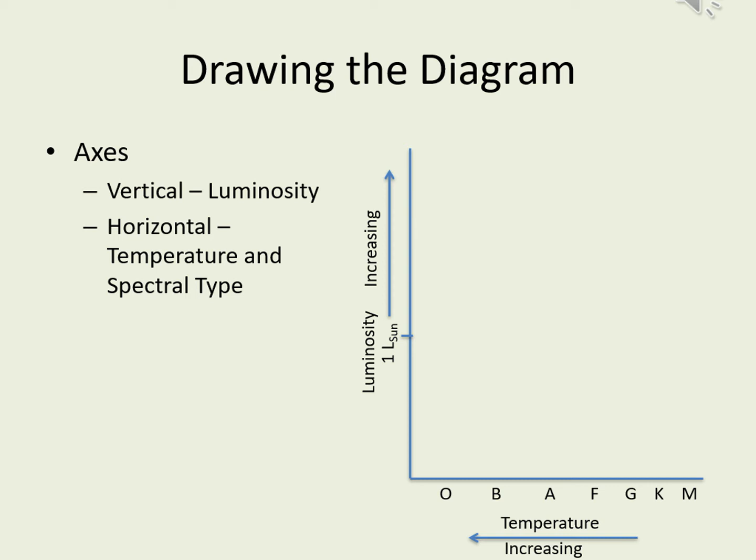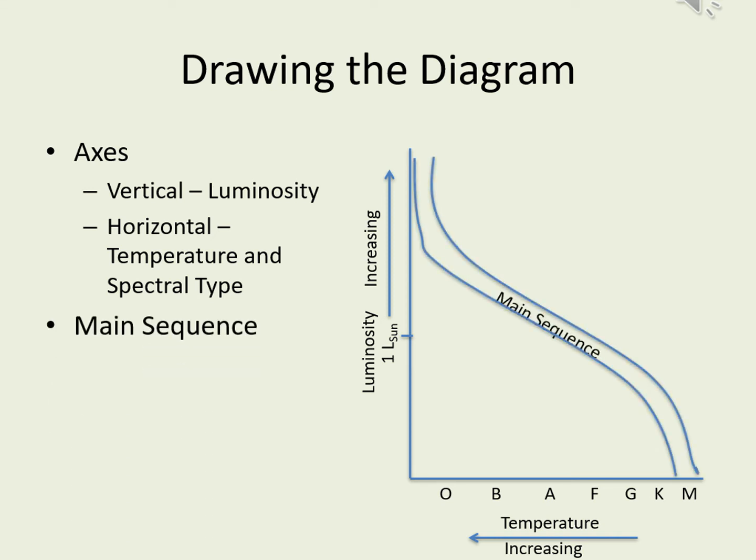Now you need to start plotting the major types of stars. Begin with the main sequence, the band of stars that forms a wavy diagonal right across the middle of the diagram. Make sure that if you draw a line over from the one solar luminosity point, it hits the main sequence straight up from the G spectral type. Finally, remember to label the main sequence.